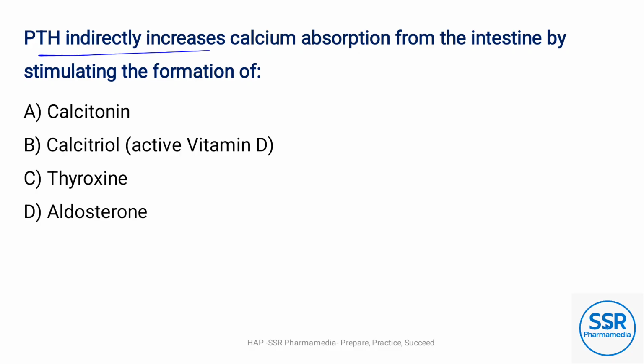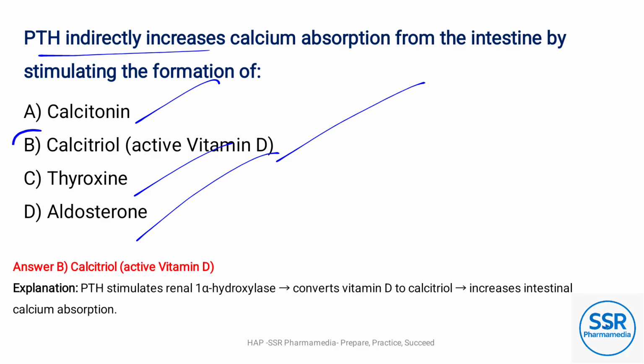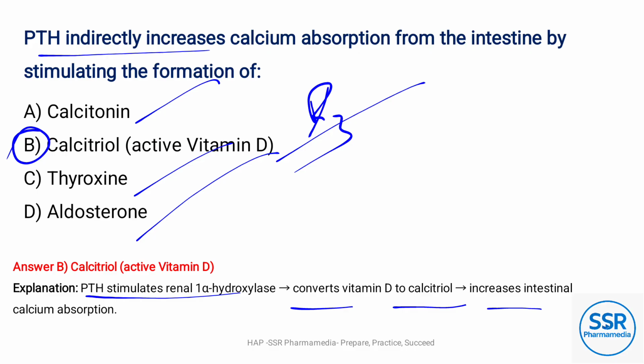Parathyroid hormone indirectly increases calcium absorption from the intestine by stimulating the formation of option A calcitonin, option B calcitriol, option C thyroxine, option D aldosterone. So the answer is option B, calcitriol. It is a type of vitamin D3. Parathyroid hormone stimulates the renal 1-alpha hydroxylase, which converts vitamin D to calcitriol, which increases intestinal calcium absorption.